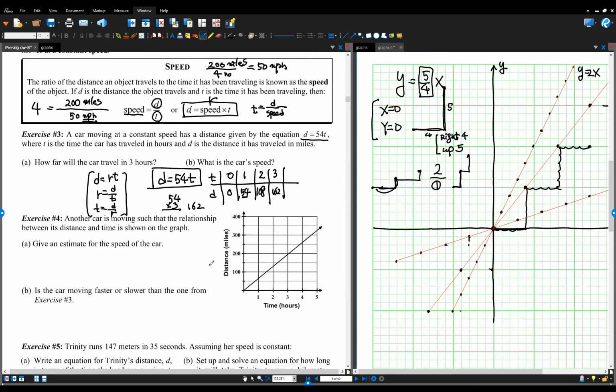Okay, anyway, what is the car speed? This number is speed, okay? 54 miles per hour. And how far will the car travel in 3 hours? Distance is speed times 3 hours. Okay, traveled 162 miles. 3 hours, 162 miles they traveled.